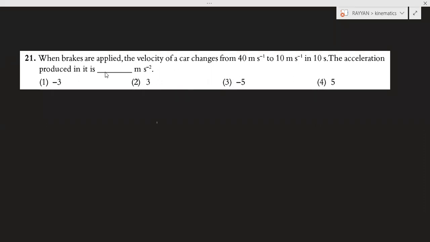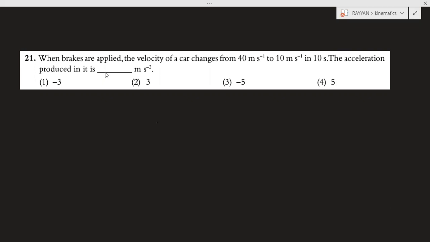I have told you many times what acceleration is. Very easy question. Brakes are applied, the velocity changes. Just try it, no problem. -5. It will be 10 minus 30. Actually, that will be -3.